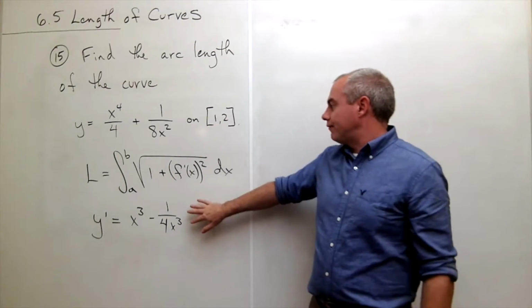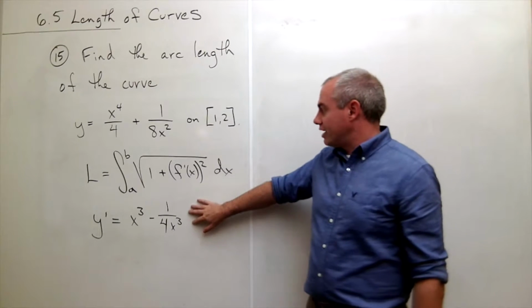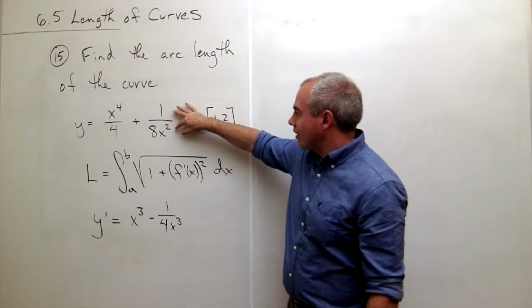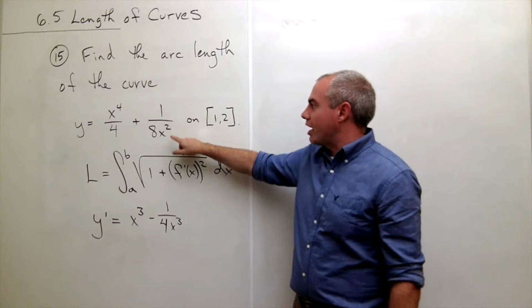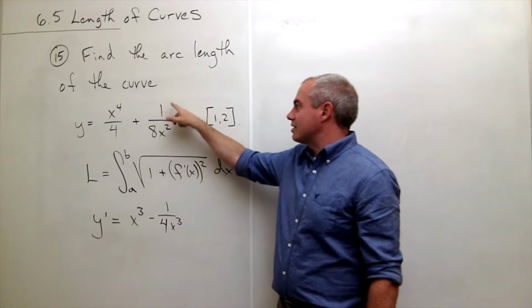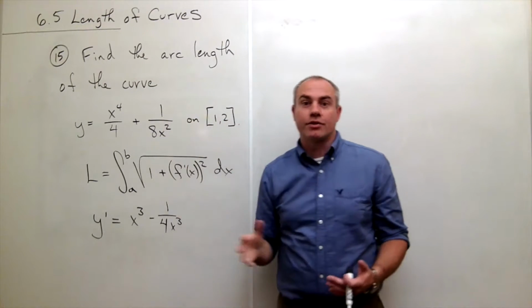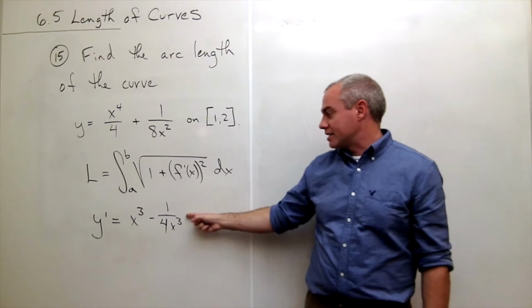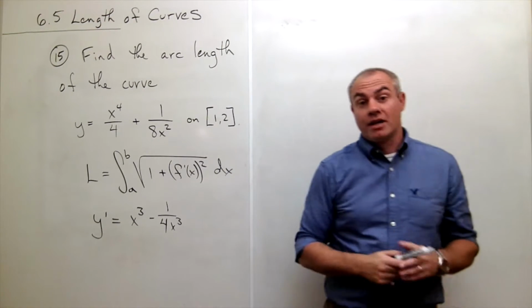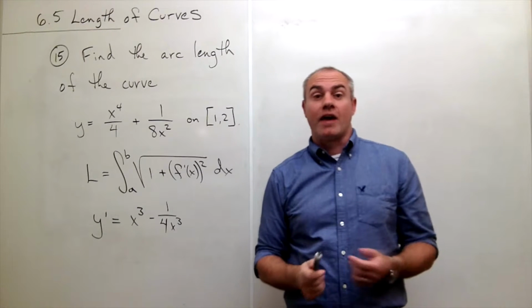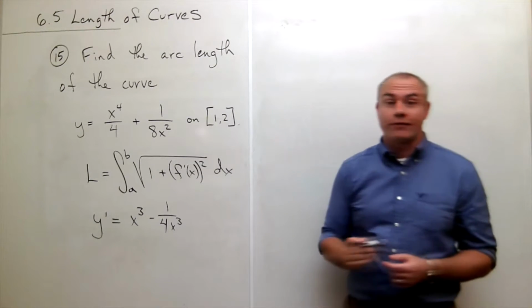Now, if you don't love this and you're kind of confused about how I took this derivative, just be more careful. Write this as x to the negative 2 over 8. Take the derivative using the power rule, and this is what you'll come up with. All right, so we have our derivative. Now we're ready to plug that derivative into the formula.